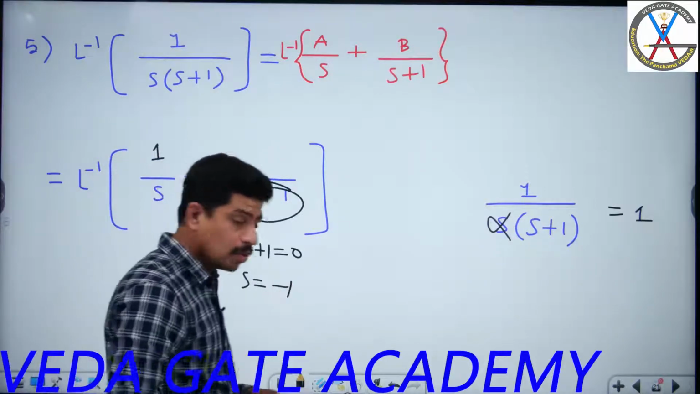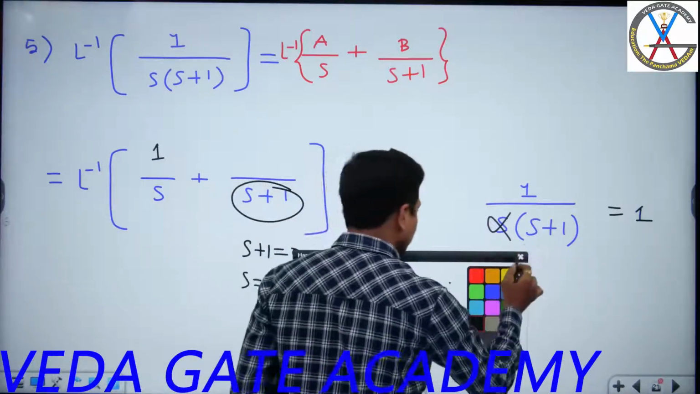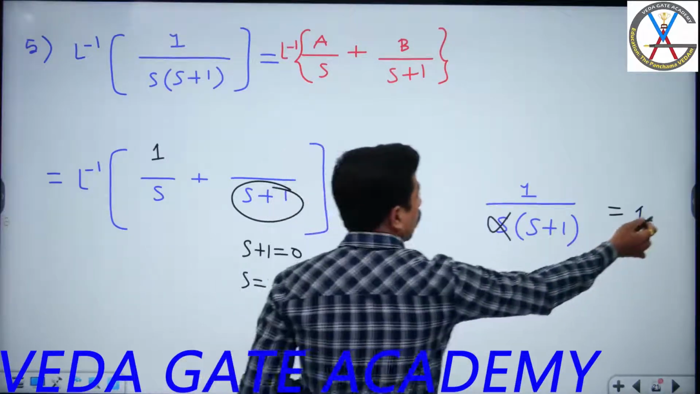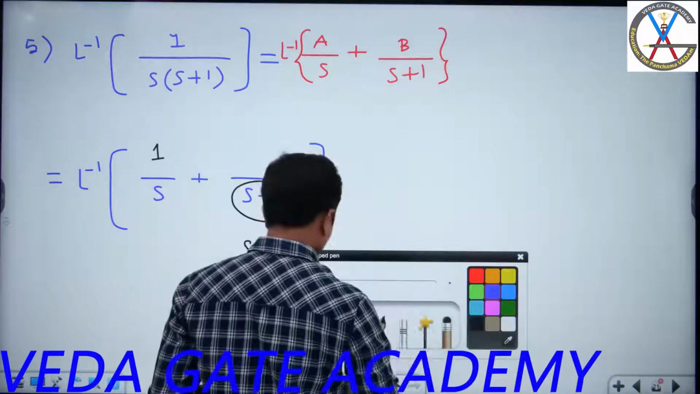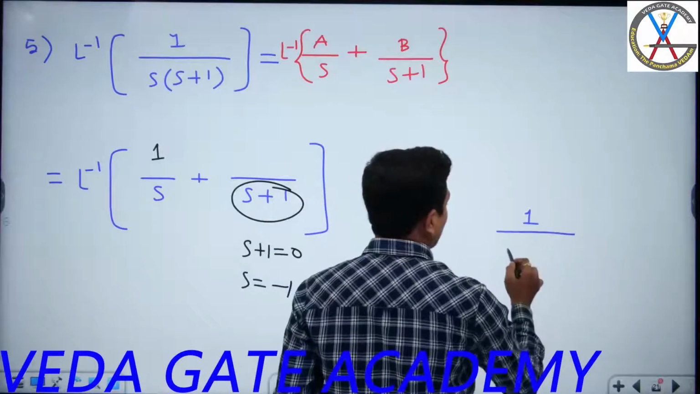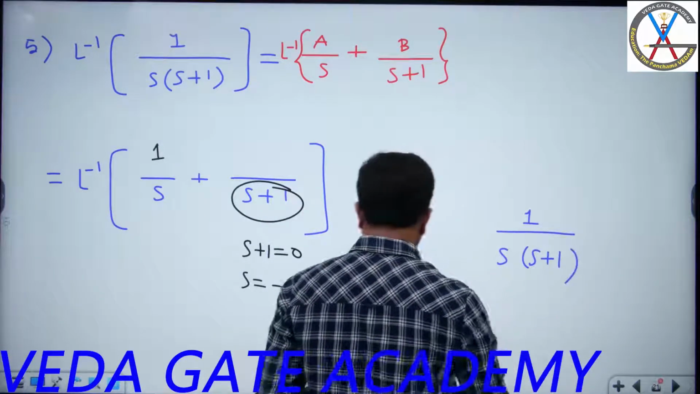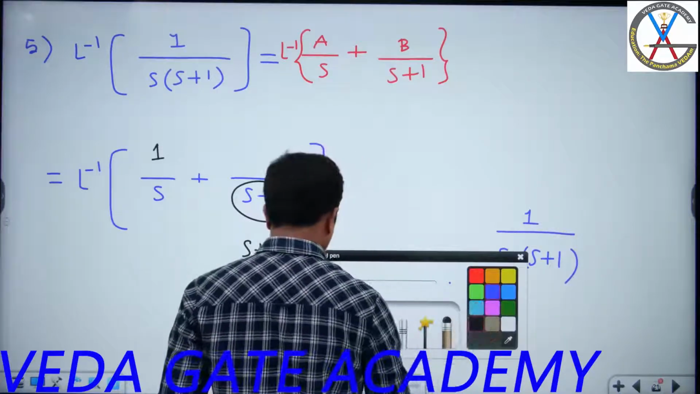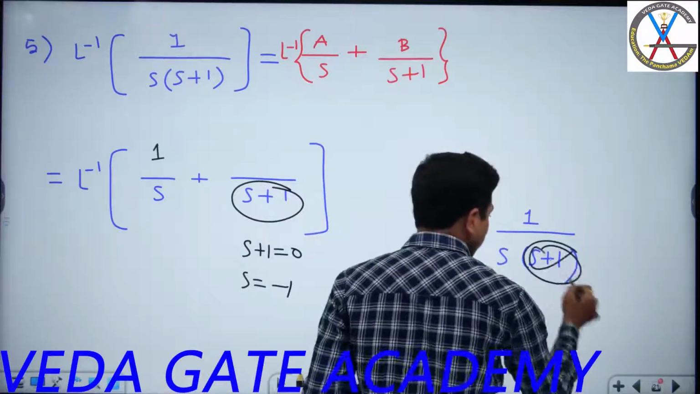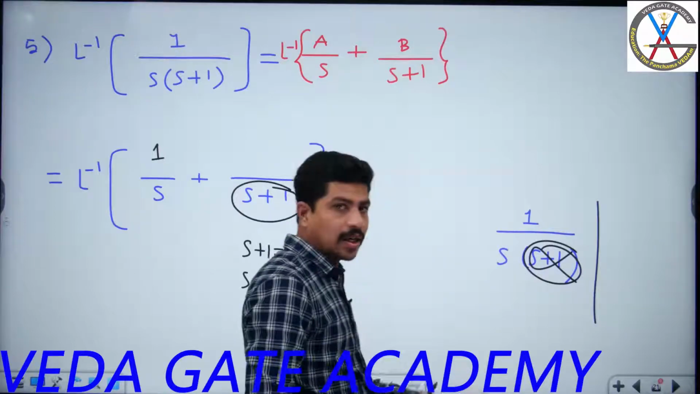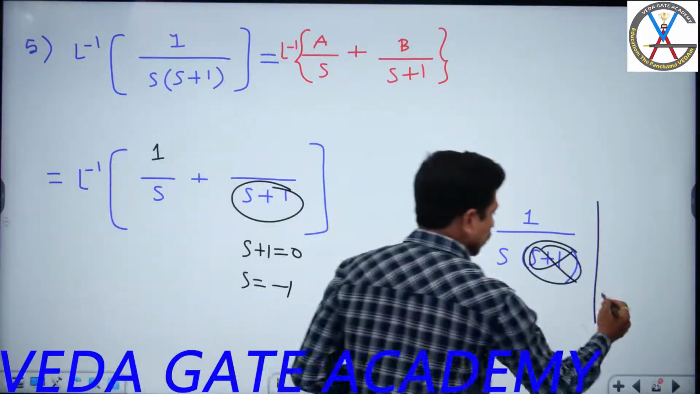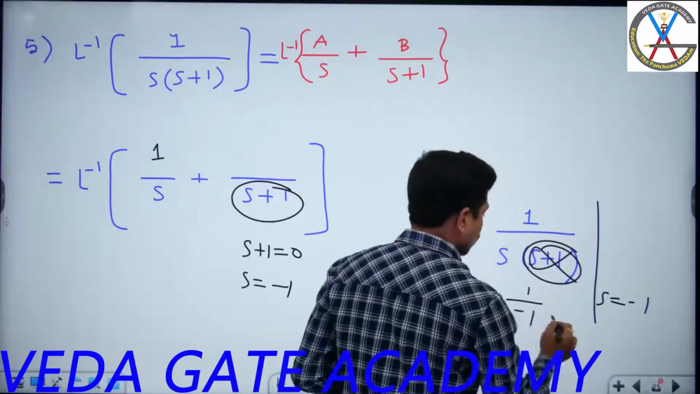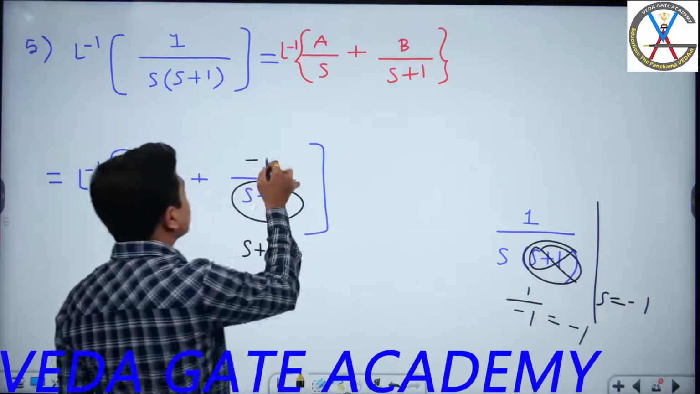After this, what do I have to do? Mask this. Whose numerator do you want to find? 1 by S into S plus 1. You mask this. Imagine that is not there. In this, after removing that, put this value. After making this one equal to 0, S is equal to what? Minus 1. 1 by minus 1. How much is it? Minus 1. Done. It is minus 1.